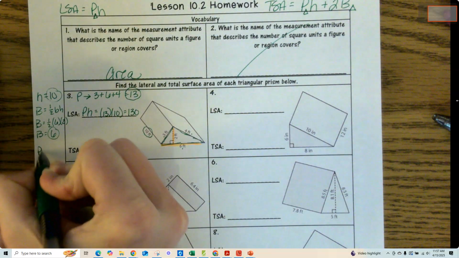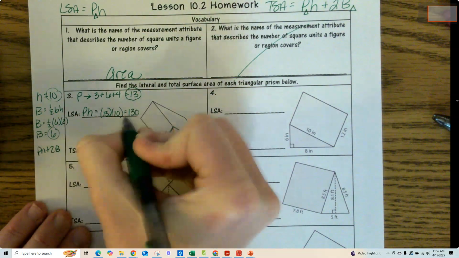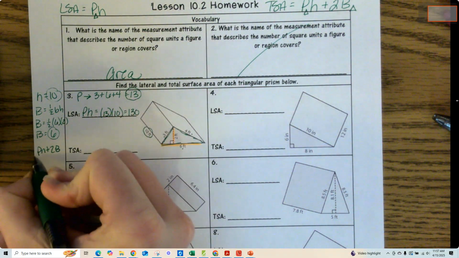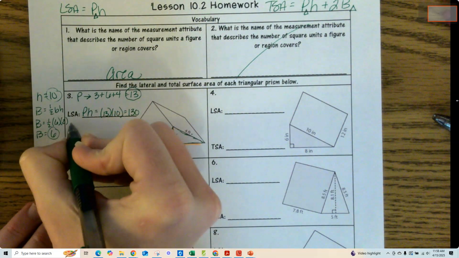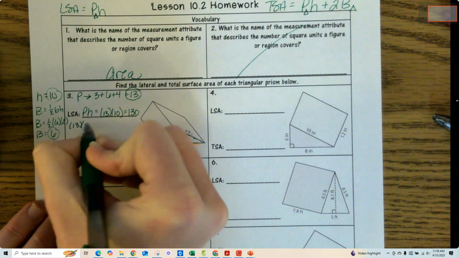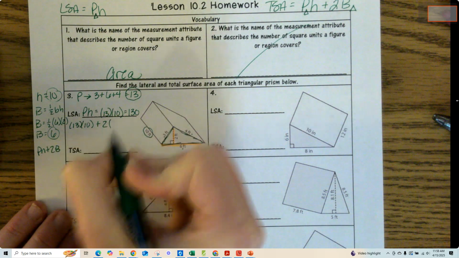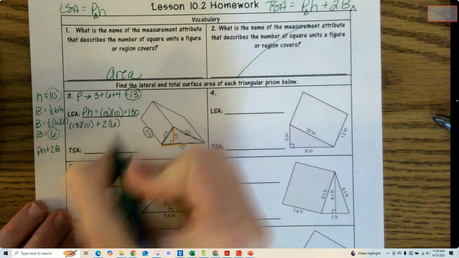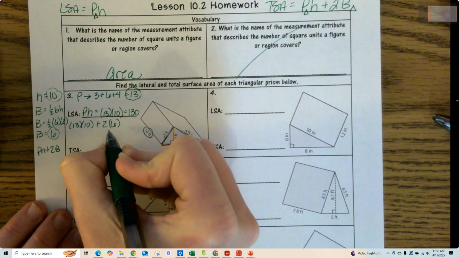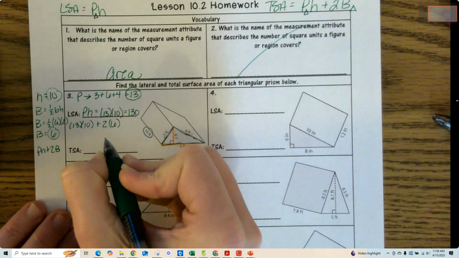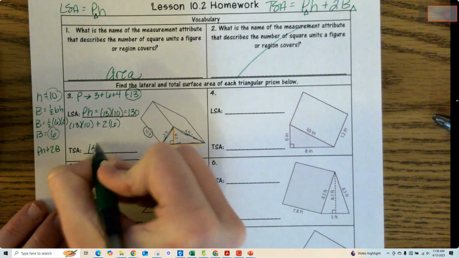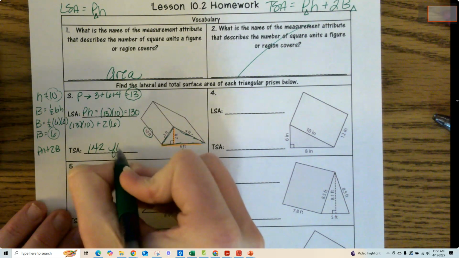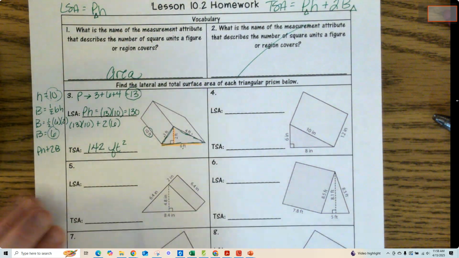Total surface area, pH plus 2 times big B. Again, you can just take this and plug it in for the pH if you want. That's completely acceptable. If you like putting all the pieces in, that's okay too. Big B is a 6. So 2 times 6 is 12. 130 plus 12 is 142 feet squared. And you can type all that in your calculator.